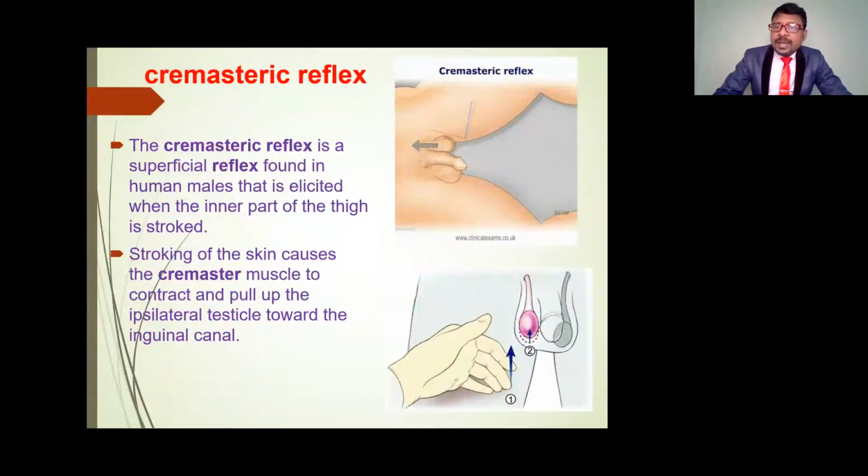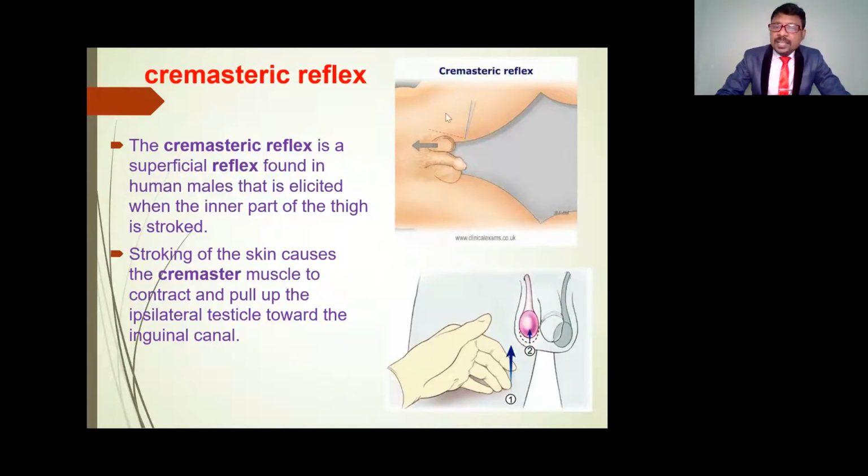Okay. Next one is the cremastic reflex. The cremastic reflex is nothing but here. This is also one of the superficial reflexes. We also perform this reflex in spinal shock assessment. If anybody met with an accident with a spinal cord injury, we can diagnose with the cremastic reflex whether the spinal shock is still there or not. So how do we perform this cremastic reflex?